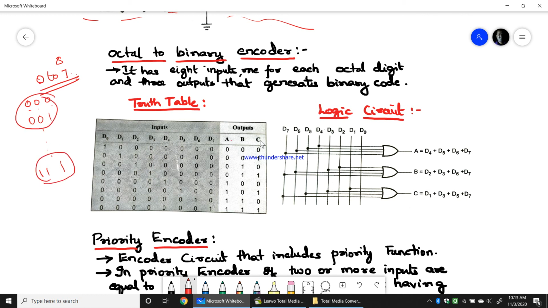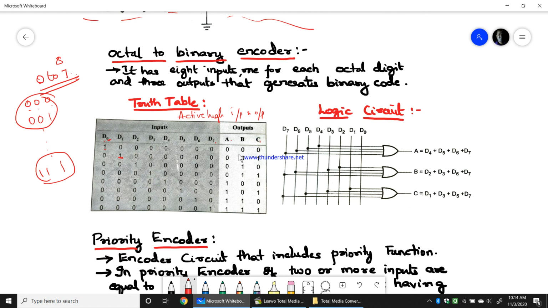Therefore I will take 3 bit outputs ABC, whereas D0 to D7 are the inputs. When D0 is 1, all others are 0, then it gives 0 0 0, because 0 is the decimal value. When D1 is 1, all others are 0. Therefore this truth table is written for active high input and output, because 1 says enable, 0 says disable. Therefore the active high input and output. For active low, 0 says enable, 1 is disable.